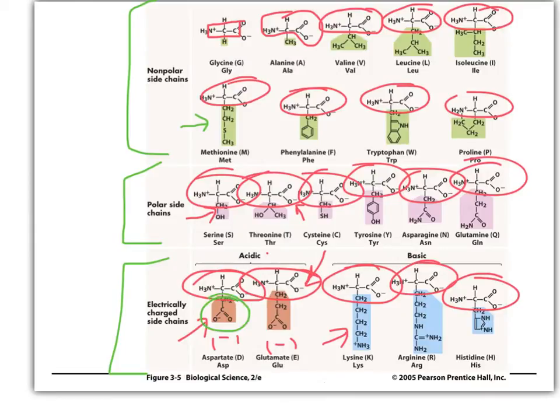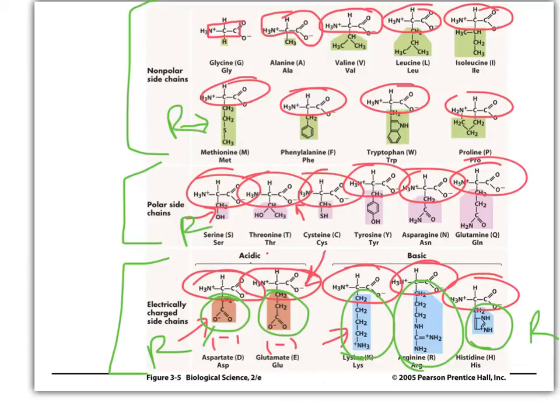Right? This is a negative charge. This is a negative charge, right? That little guy, the oxygen. What about basic? Positively charged, positively charged, positively charged. Okay, in the R group, right? These are the R groups. The colored highlighted are the R groups.